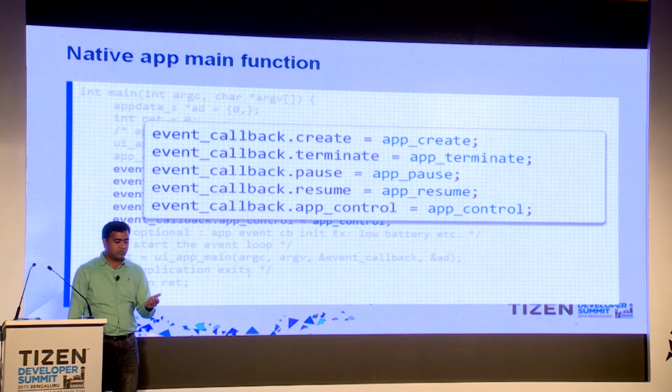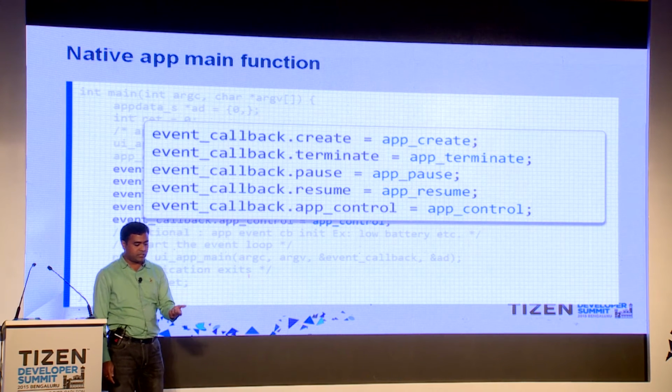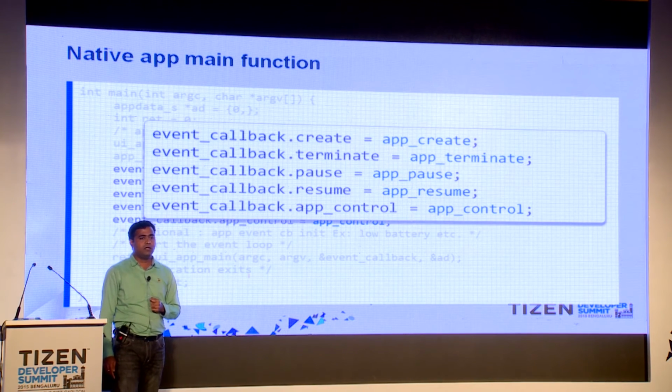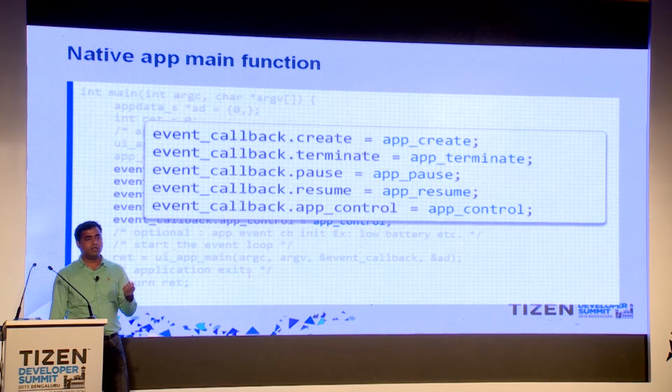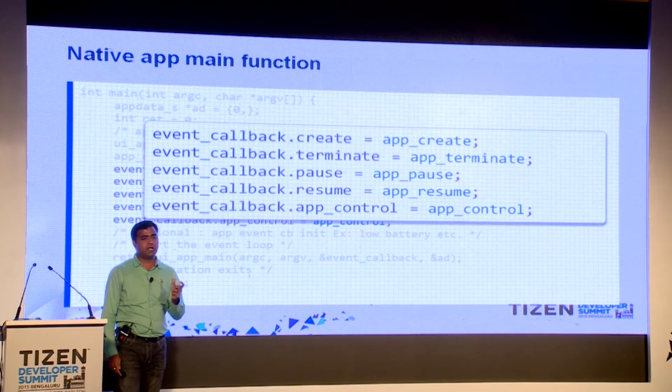So these callbacks would be registered in a data structure called event callback, and then it would be passed on to the application framework, which will then inform the application whenever this state transition occurs.